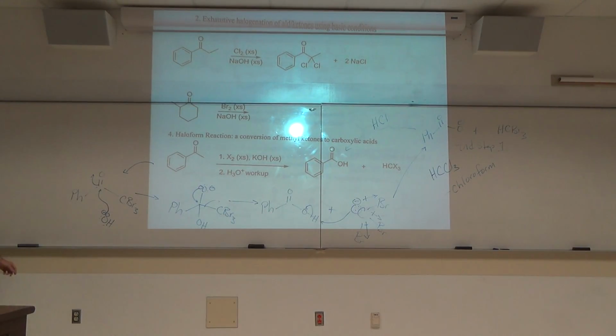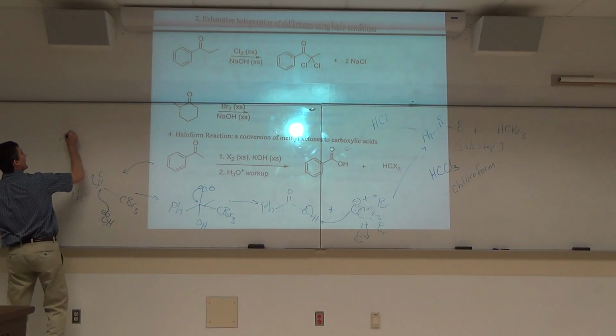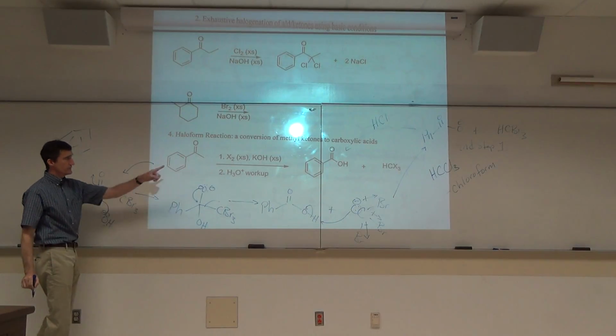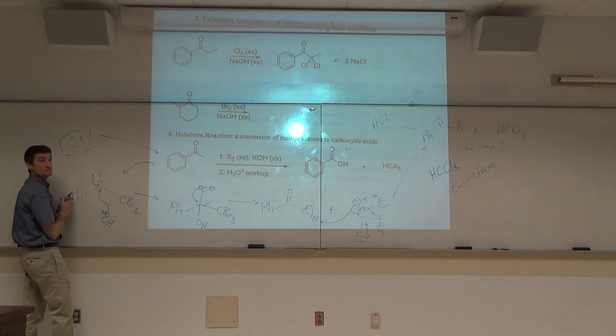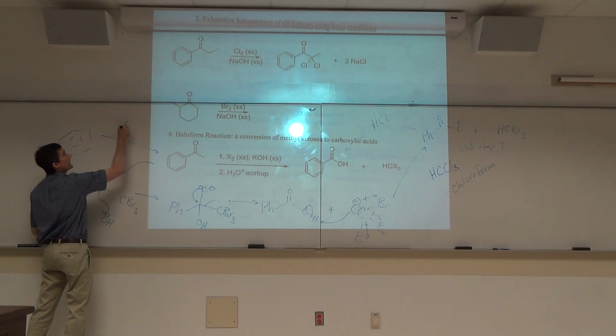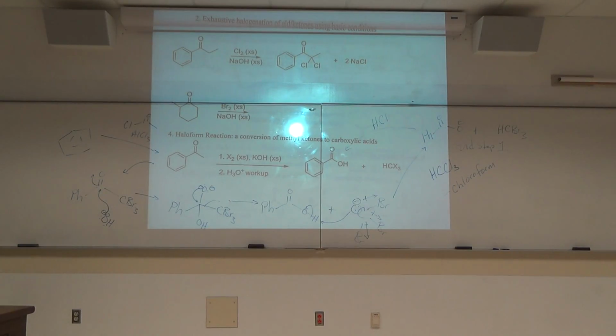For example, let's go back and review. How would you make this from benzene? It's actually a synthesis of benzoic acid. If you had benzene, how would you first make this? Friedel-Crafts acylation. Yeah. Then you can do your haloform reaction and get that methyl replaced with an OH.